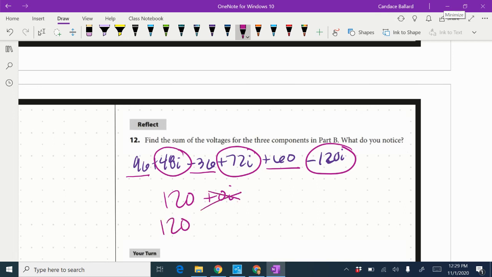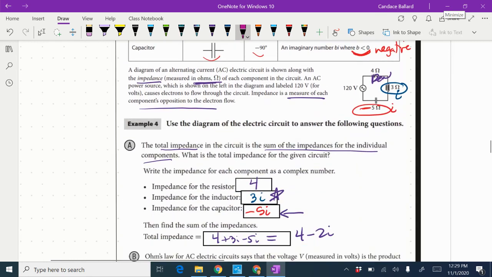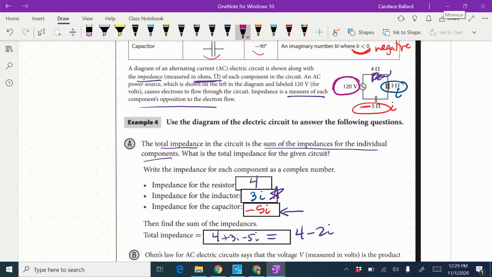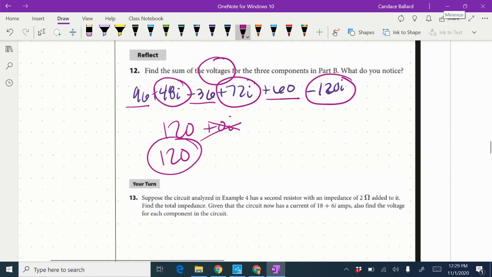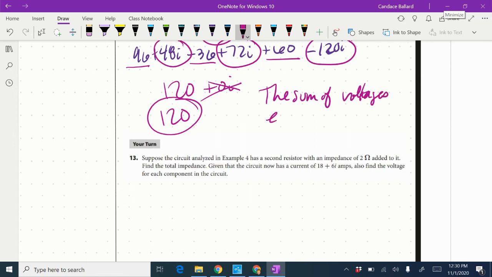And then it asks us, what do you notice? Well, if you take this 120 and this said it was the voltage, you come back up to our original diagram, which showed us that we had 120 volts in that circuit. So I would say that the sum of the voltages equals the voltage supplied by the power source.